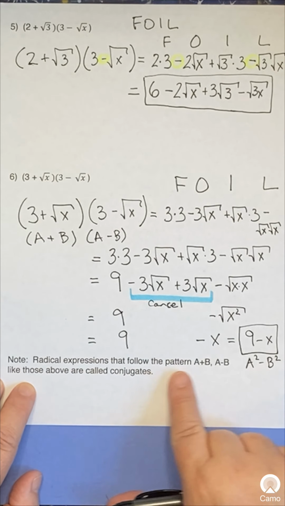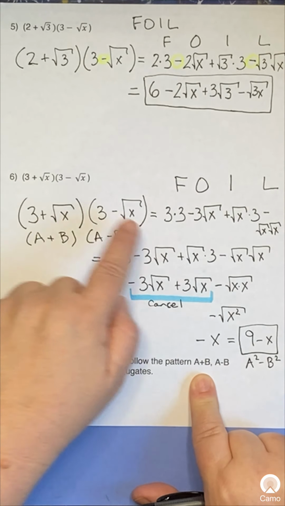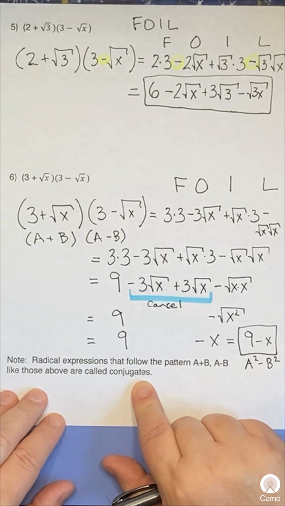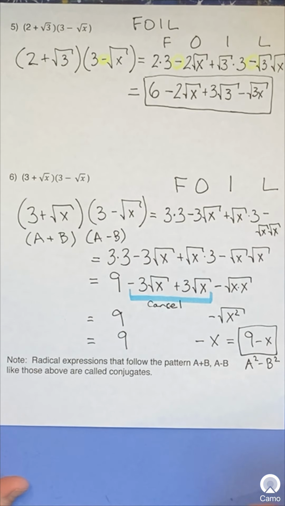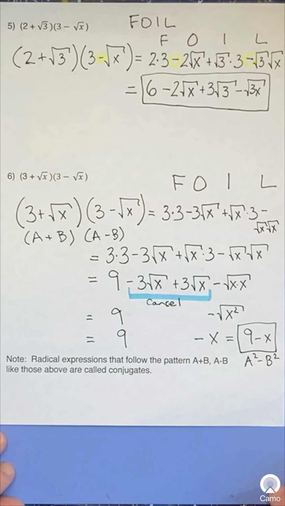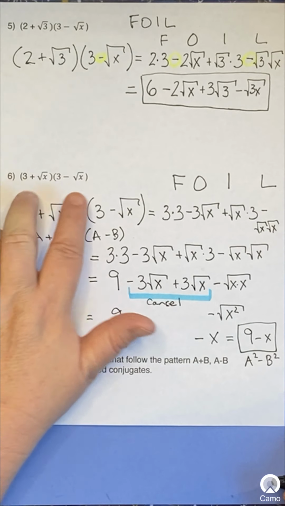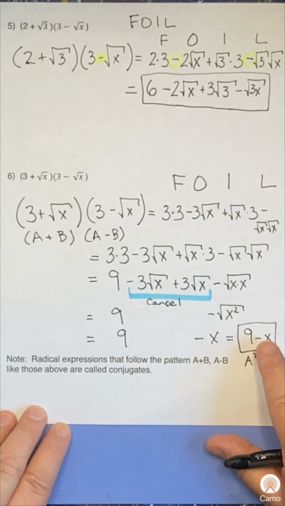Okay, so there is a note down here. Radical expressions that follow the pattern a plus b, a minus b, so in other words, they match except for one has a plus and one has a minus, are called conjugates. Conjugates comes from Latin and possibly Greek, and it just means goes together. They're the ones that go together. So it's kind of cool that these are conjugates, and we will use these in the future. They will be really helpful. Why are they helpful? Well, if I have a square root or a radical, if I bring in its best friend and get them together, I can eliminate the square root, which is going to be really helpful.